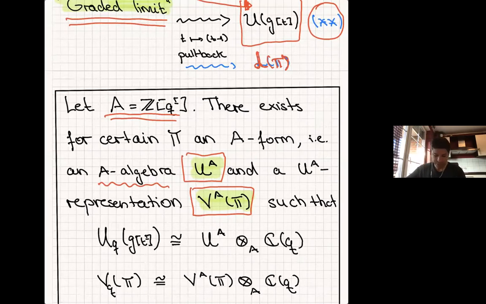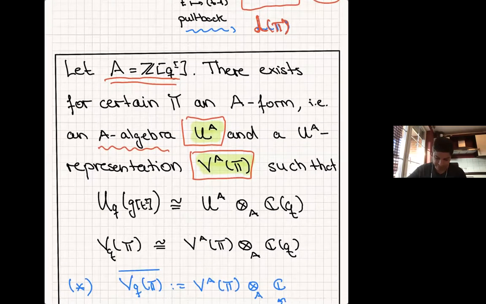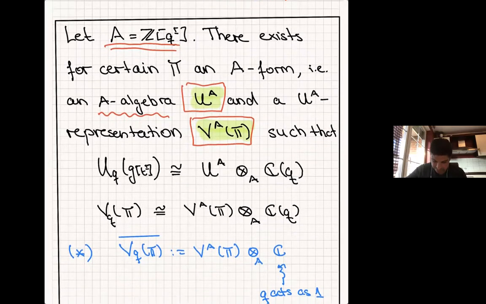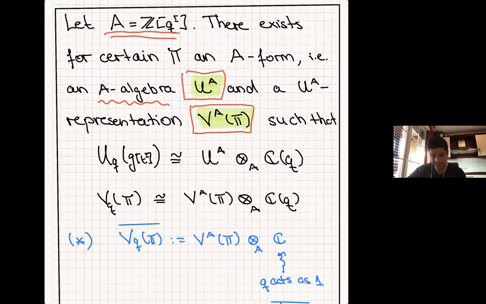And then you can define the classical limit. Well, the classical limit is just: ignore the C_q and replace it by C. And C is an A-module where q acts as 1. So for example, if you have a q over here, you can just put it on the other side of the tensor, and since q acts as 1, q is equal to 1 on the other side. Okay, so this is the classical limit.